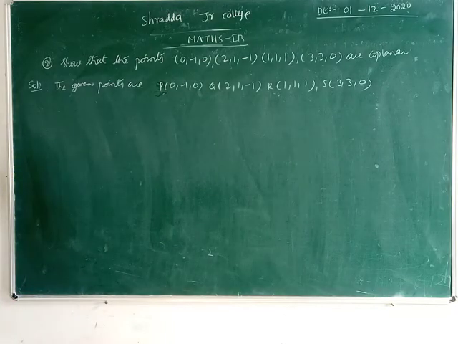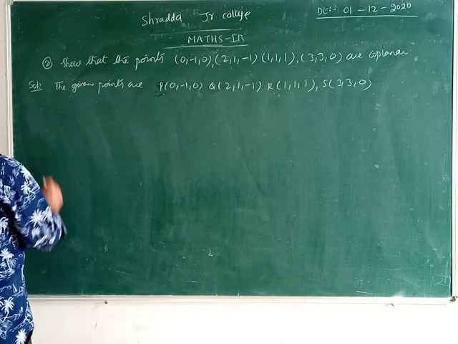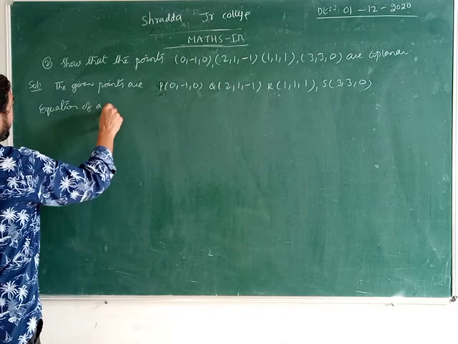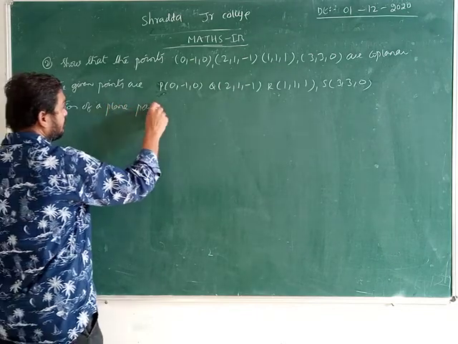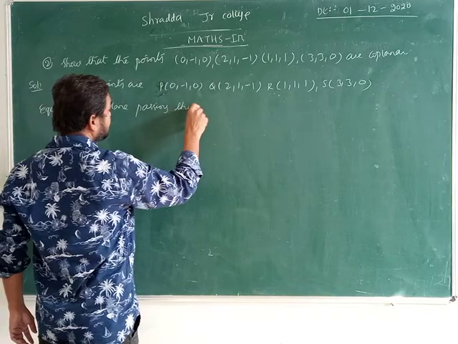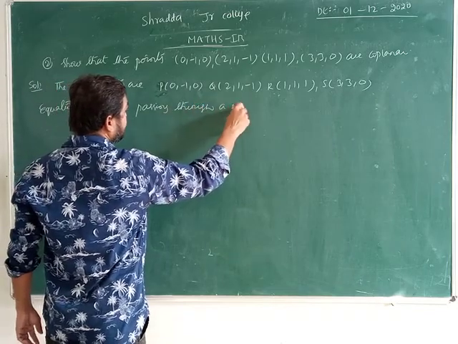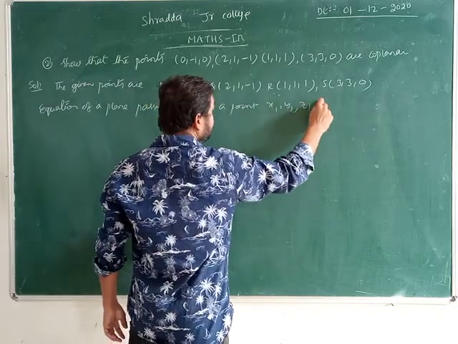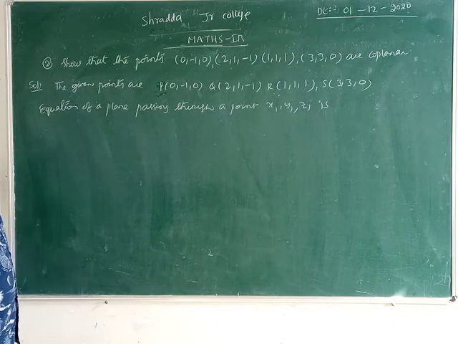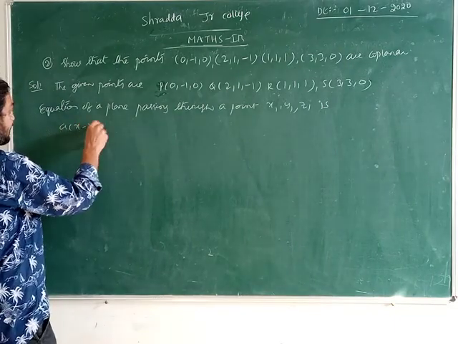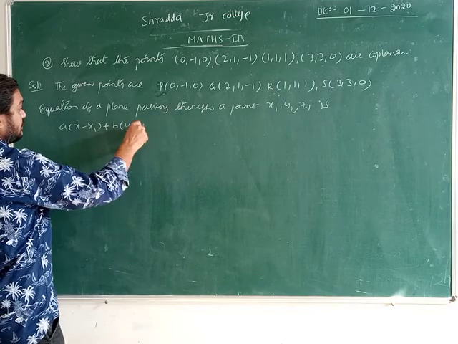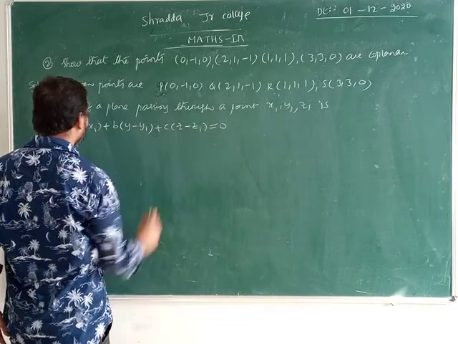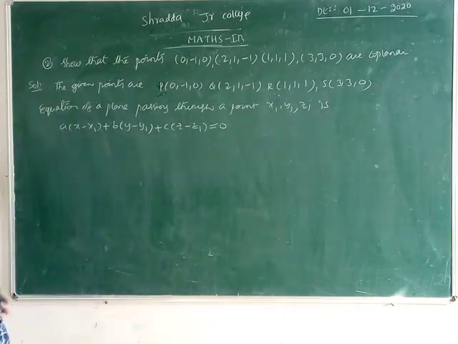And see, equation of a plane passing through a point (x1, y1, z1) is a into x minus x1 plus b into y minus y1 plus c into z minus z1 equals 0.